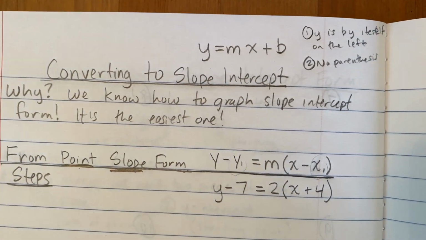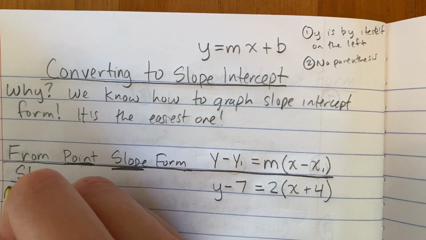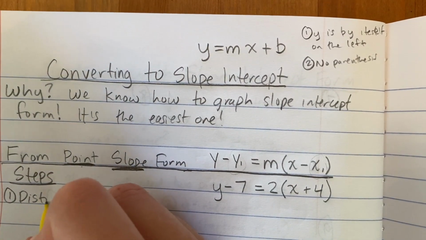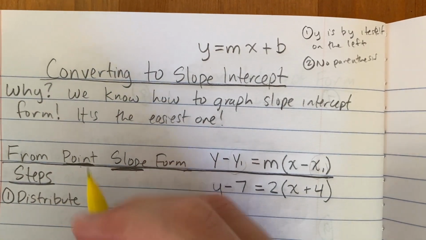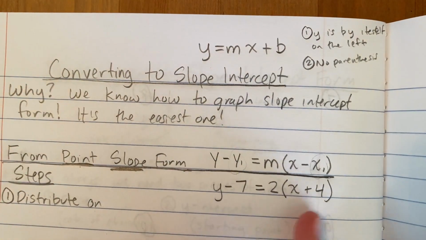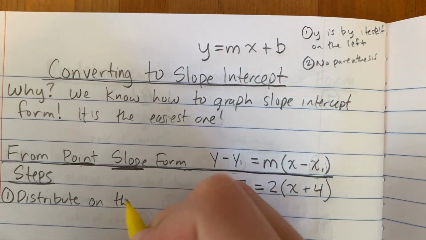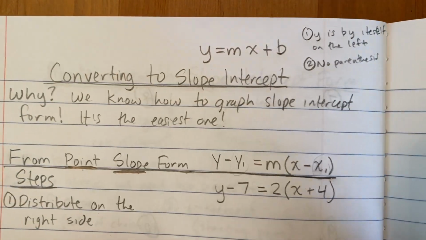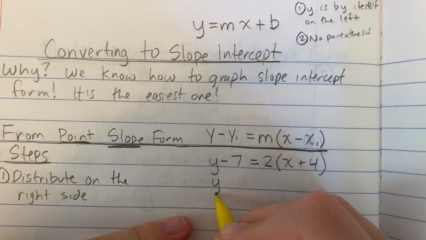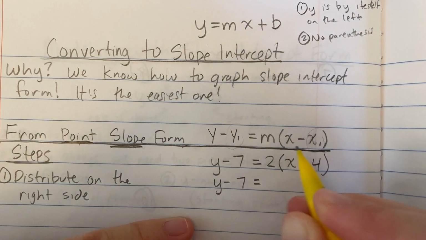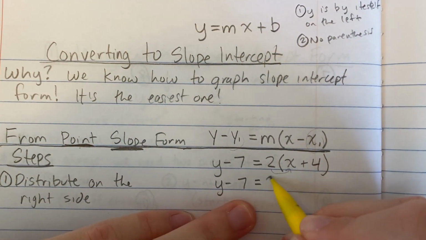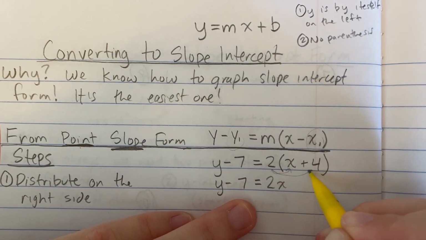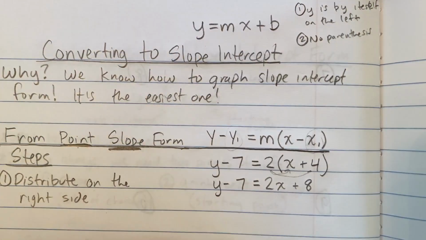All right? And the easiest way to do it is to actually distribute first, to get rid of those parentheses. And in point-slope form, it's always going to be on the right. So you're going to distribute on the right side of the equation. Okay, so what does that mean? I'm going to bring down the left side. I'm not going to touch it. And now I'm going to distribute. 2 times x is 2x, and 2 times 4 is 8.